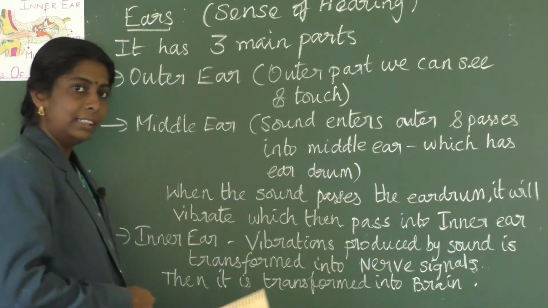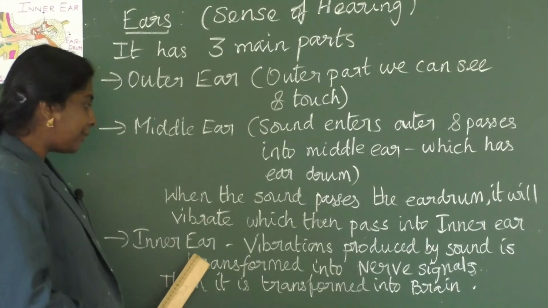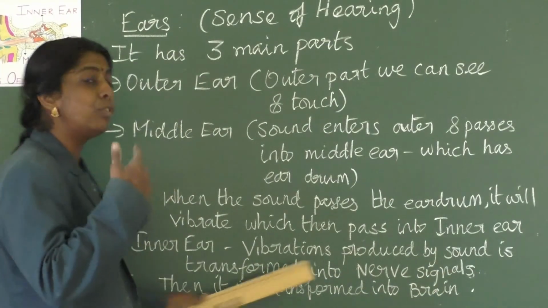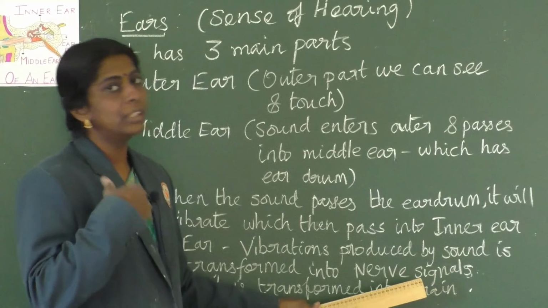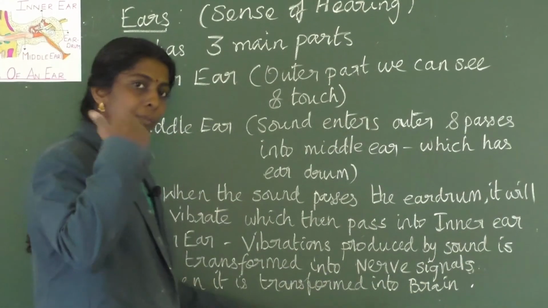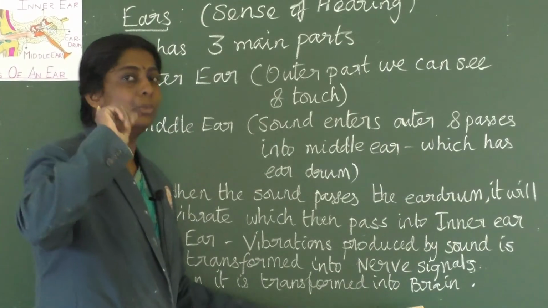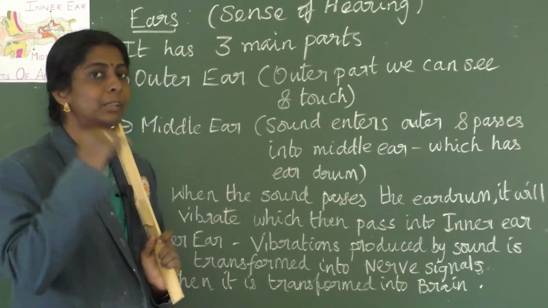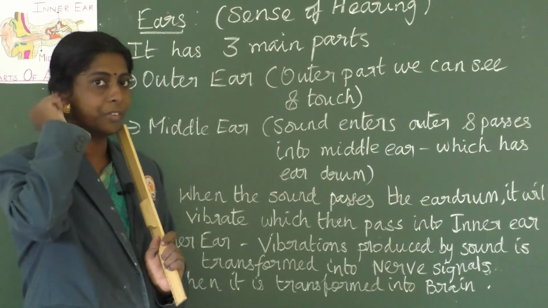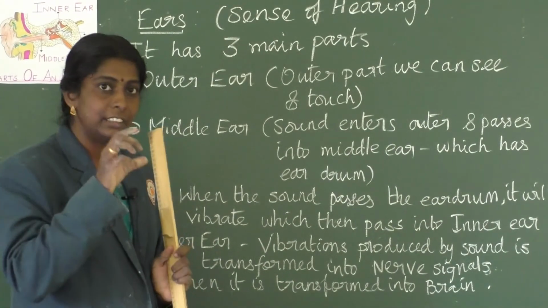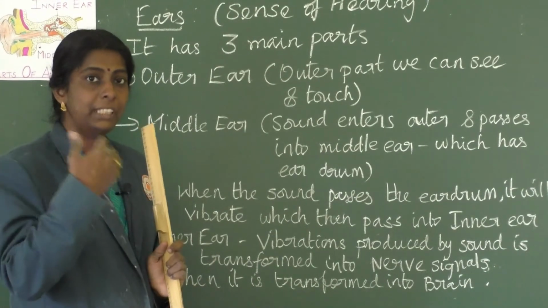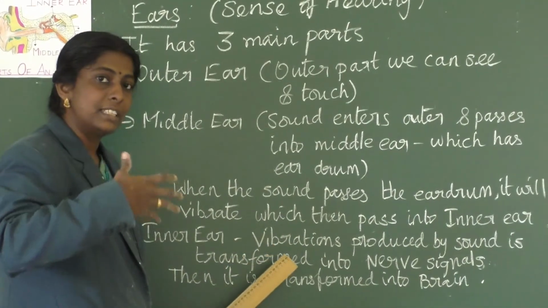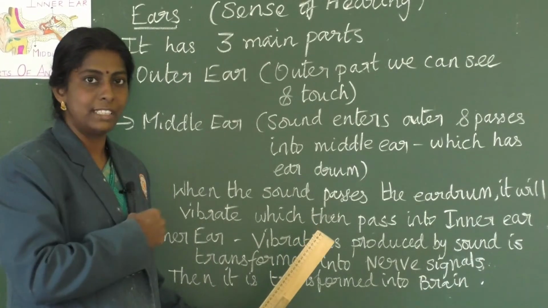Clear? Then the third part, the inner ear. Here the vibrations produced by the sound are transformed into nerve signals. Then the same signal is transferred to the brain. Can you all understand? So, our ear has mainly 3 parts: outer ear, which we can see and touch; middle ear, which has an eardrum that produces vibrations; and the same vibrations are carried to the inner ear, and from the inner ear the nerve signals are transferred to the brain. Can you all understand?